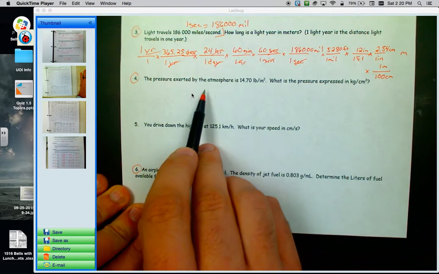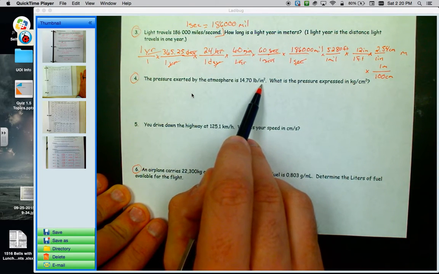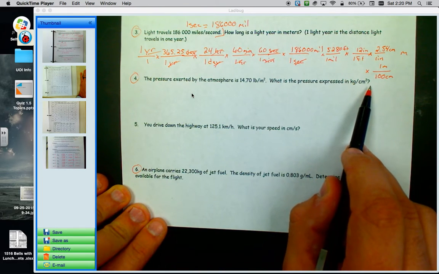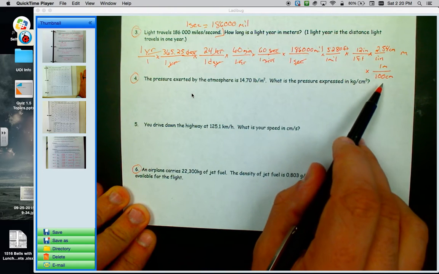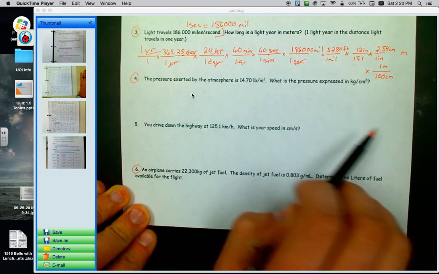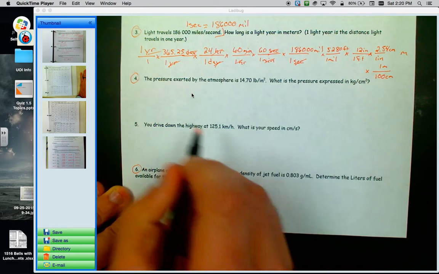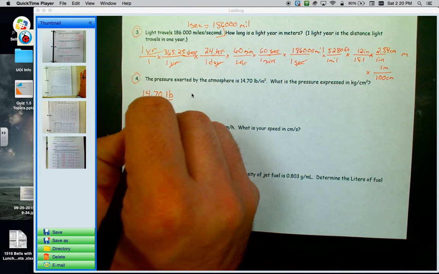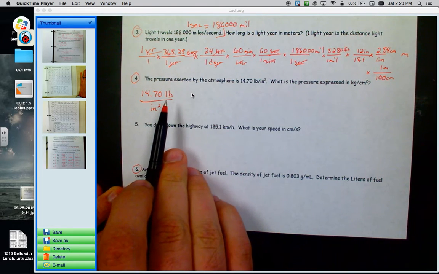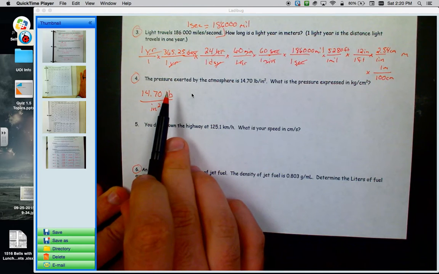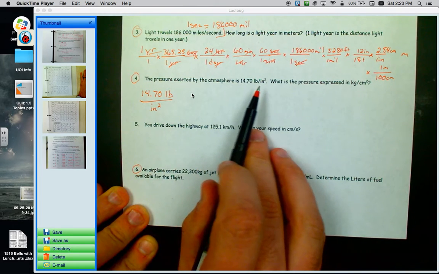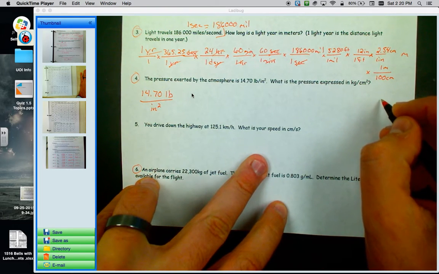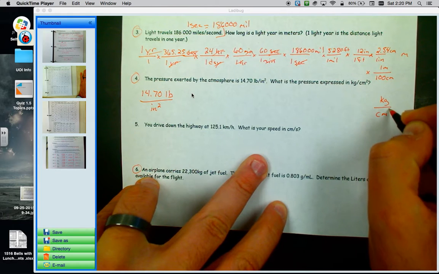The pressure exerted by the atmosphere is this many pounds per square inch, square inch being area. What is the pressure in kilograms per centimeter squared? Ooh, we've got a double conversion factor. It is a 2 for 1 deal here in chemistry. So start with your given, 14.70 pounds per square inch. All I did was pull this inches squared down to the bottom. This is still pounds per square inch. I've just rewritten it down here to make it a little easier to see where we're going. We're trying to get to kilograms per centimeters squared.